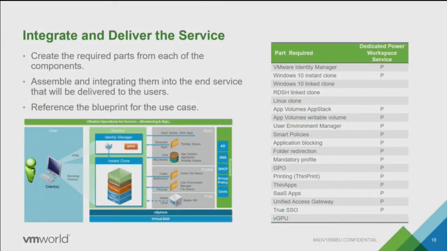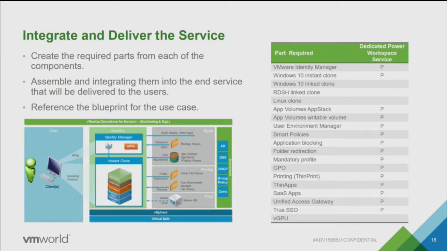We go back to the blueprint, and we go, what did I think I needed here? My spaghetti bolognese picture, what did I need here? List them out, and in turn just go through and create the components and bring them together into one service. So I need a desktop with an instant clone. So I'm going to have to create an instant clone master and then create a pool from it, unless I've got a master there already.